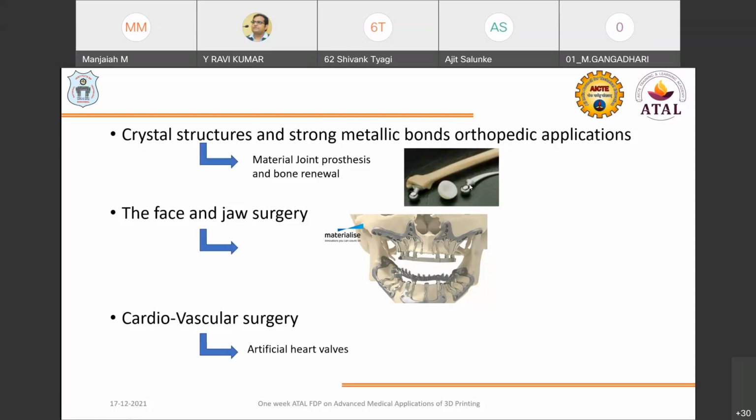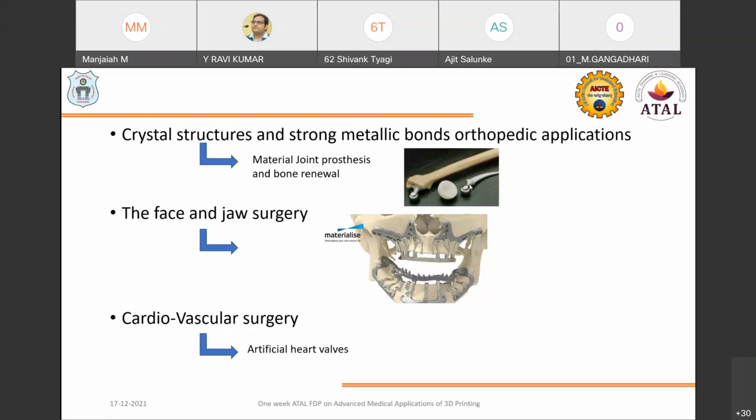Even in face and jaw surgery, the available data from MRI scanning can be re-edited with the Materialise Mimics software or the available Netfabb software, and that data can be used for printing with 3D systems. And even with cardiovascular surgery, the artificial heart valves can be printed with this 3D printing process.